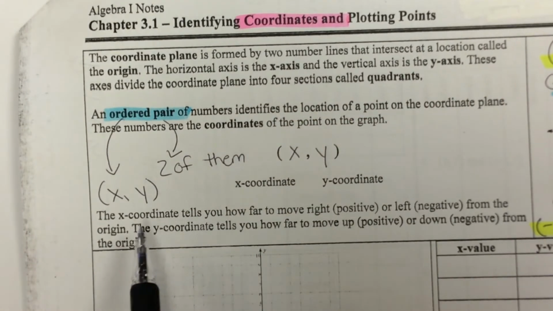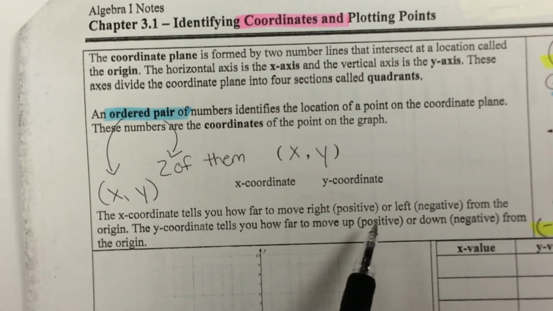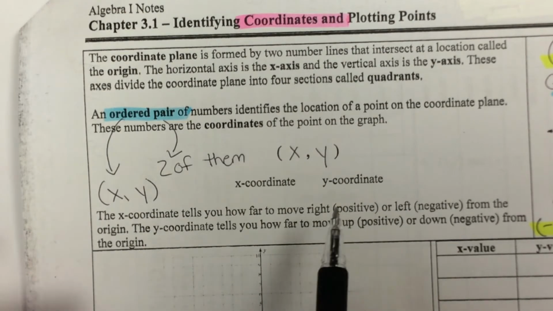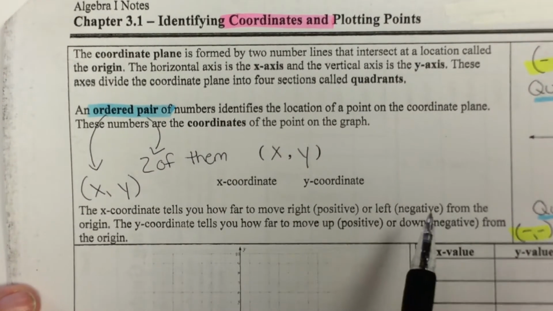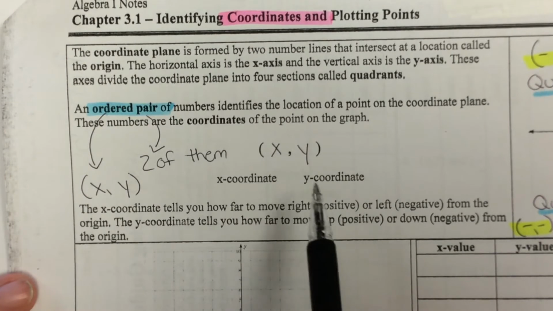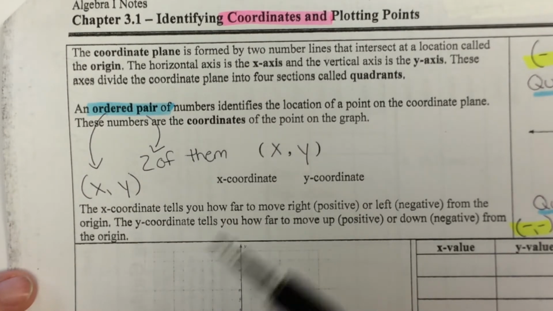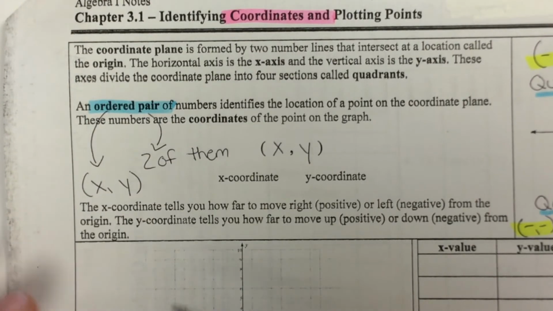Your x value tells you how far to move left or right, positive or negative. Positive obviously goes with right, left with negative. And then your y value tells you how far to move, either positive, which will be up, or negative, which will be down, because the y-axis runs up and down.